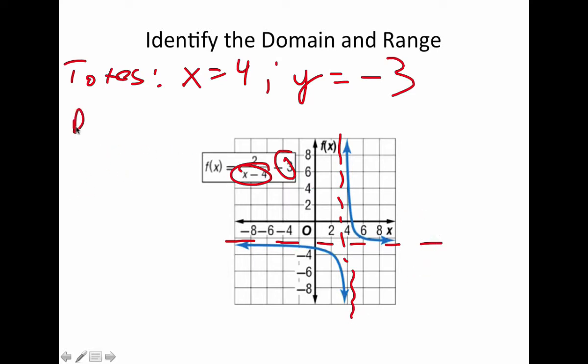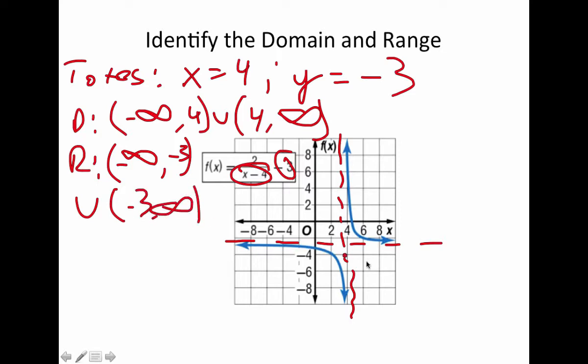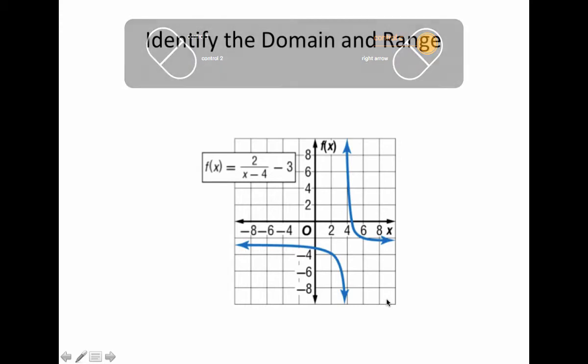So my domain is going to be negative infinity to 4, union 4 to infinity. Remember, that means we jump over it. Range, negative infinity to negative 3, union, negative 3 to infinity. We're jumping over the negative 3. Good stuff.